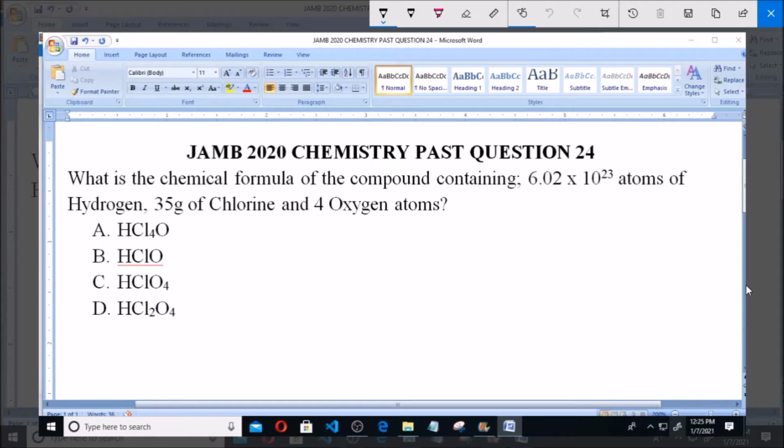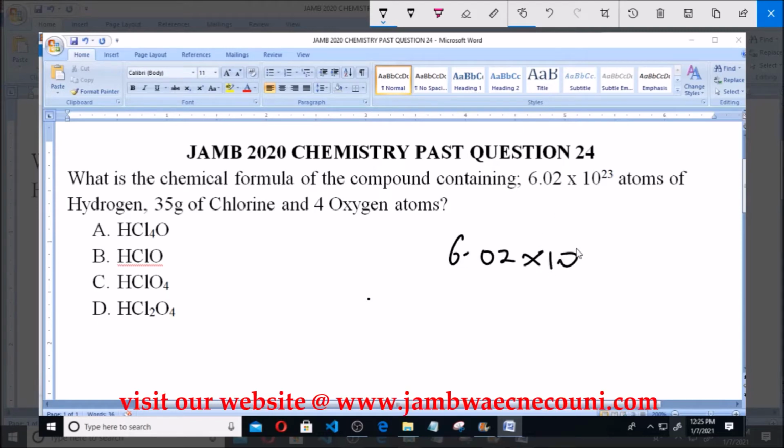What is the chemical formula of the compound containing 6.02 times 10 to the power of 23 atoms of hydrogen, 35 grams of chlorine, and 4 oxygen atoms? Now looking at this, a compound containing 6.02 times 10 to the power of 23 atoms of hydrogen.